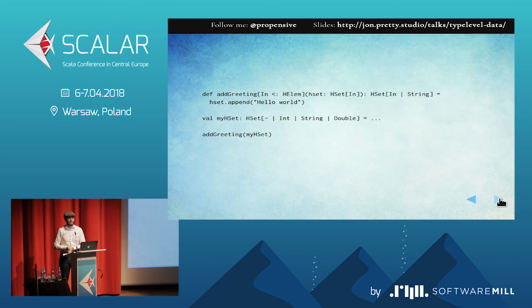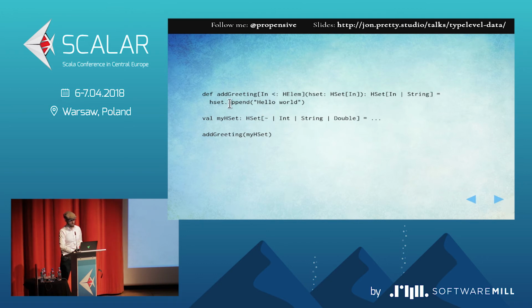So how would we use this in something a little bit more practical? This is all a little bit philosophical. Let's say we want to add a greeting to a set. We want to add a string. And we're going to take an H set to begin with, which will have some abstract type in. This is an abstract type representing the elements that are in that set. And what we're going to return is going to be an H set of the same types, and additionally string. And that's how we write it.